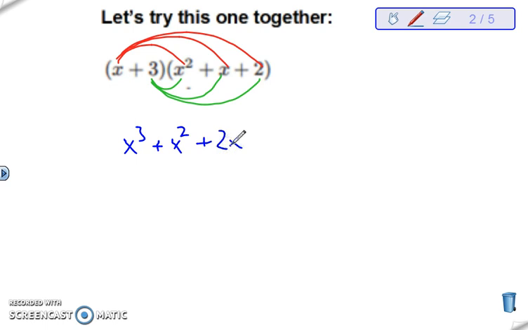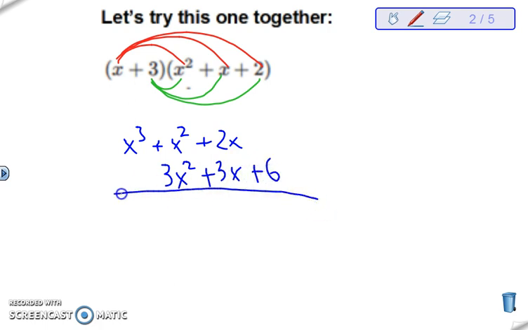Now I notice I'm going to get a bunch of extra stuff. It's going to be a really long string. So instead of going all the way across, what I'm going to do is stack the second set underneath the first for organization. So 3 times x squared gives me 3x squared. 3 times x gives me 3x. 3 times 2 gives me 6.